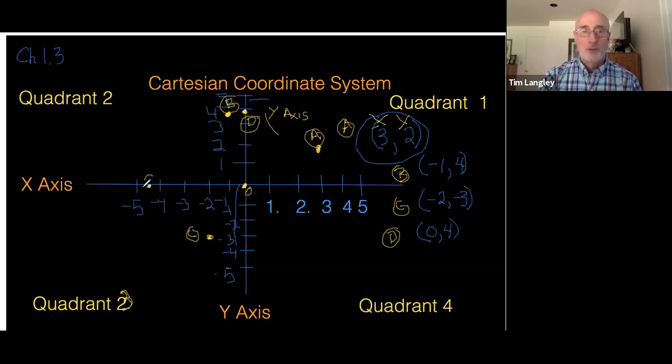This point that I'm circling here on the screen, if they ask you what quadrant it's in, you would say it's on the x-axis, okay? That would be your answer in your homework. So that is a little bit about the Cartesian coordinate system.